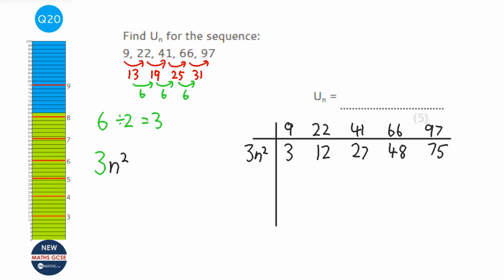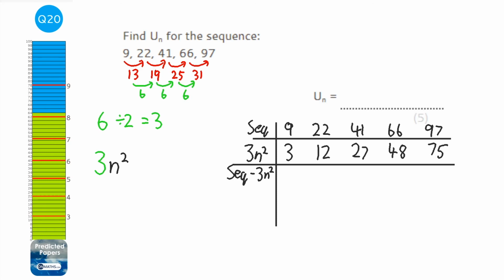Now what we want to do is take 3n squared out of our sequence. So if I call this sequence, we're going to take away 3n squared from it. So basically what I'm doing is I'm going to do 9 take away 3, which is 6, 22 take away 12, which is 10, 41 take away 27, which is 14, and I'm just going to keep subtracting them.